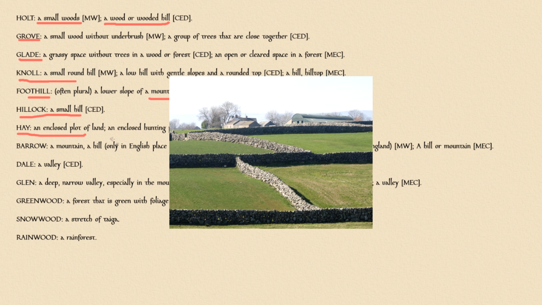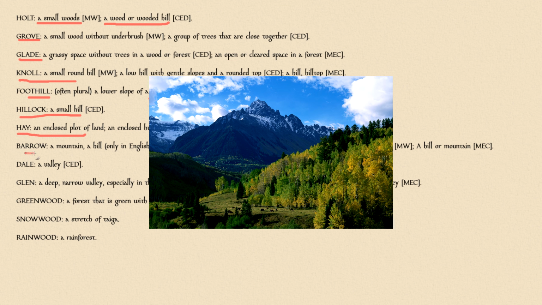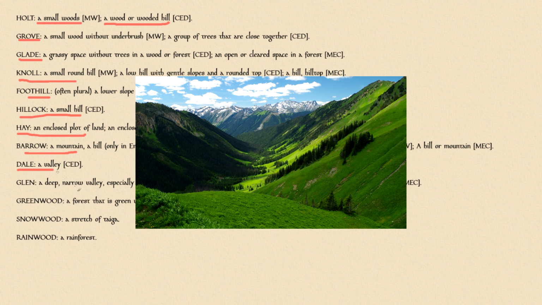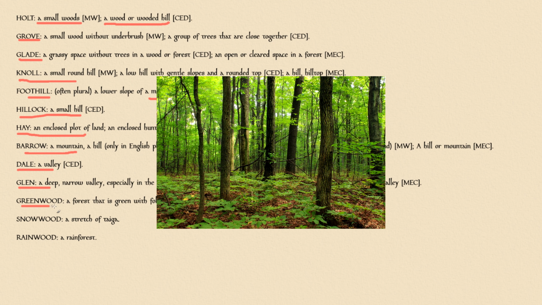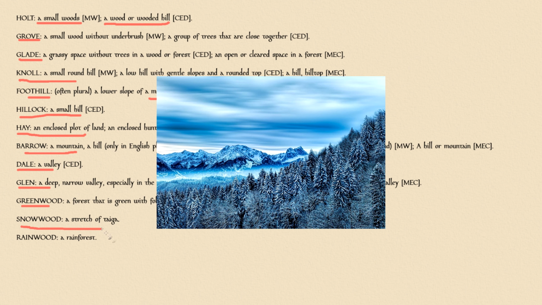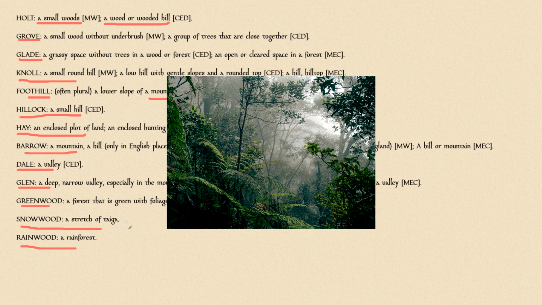A hay is an enclosed plot of land. A barrow is a mountain. A dale is a valley. A glen is a narrow valley. A greenwood is a forest that's green. A snowwood is a stretch of taiga. And a rainwood is a rainforest.